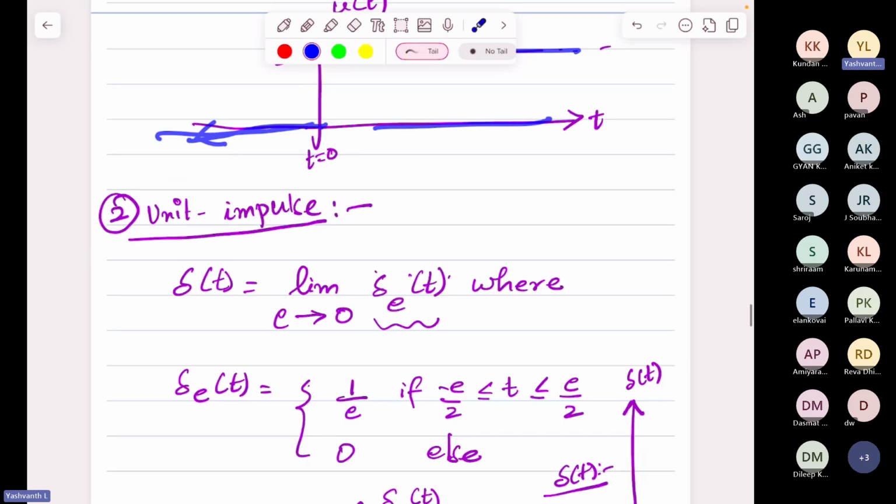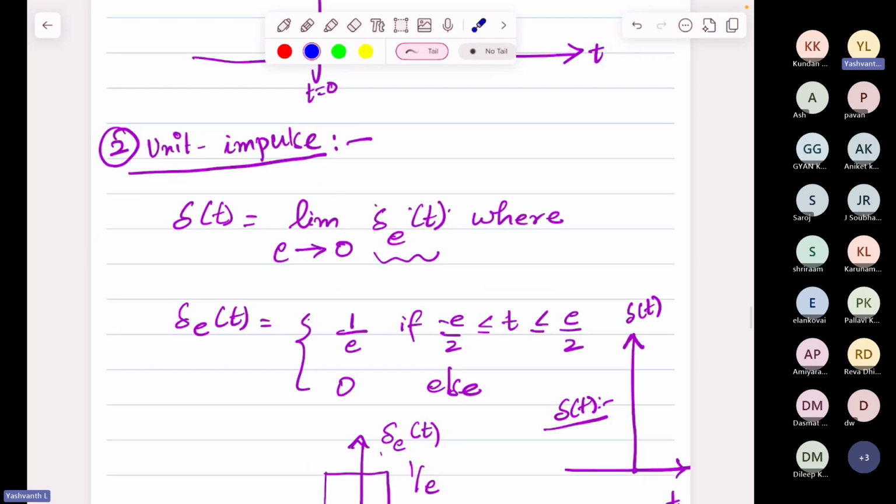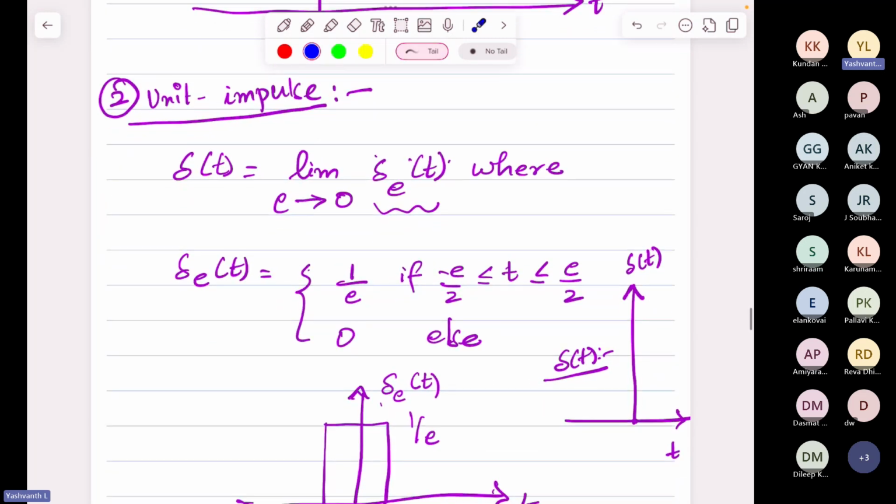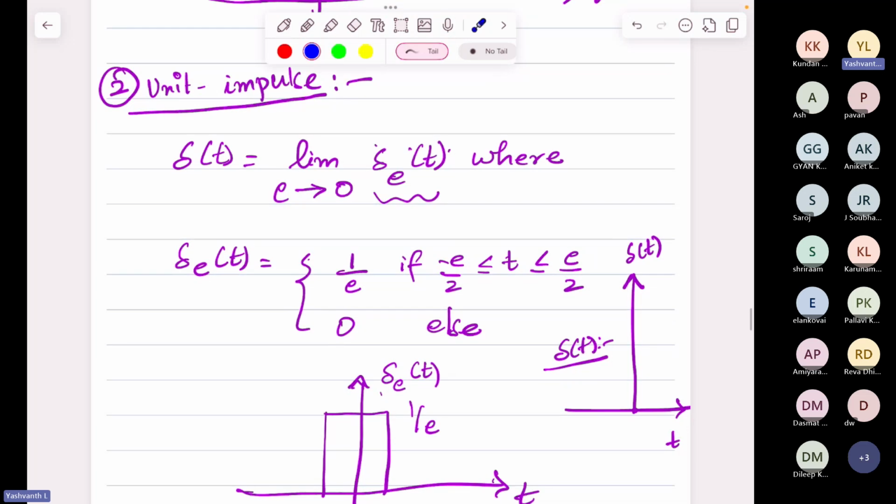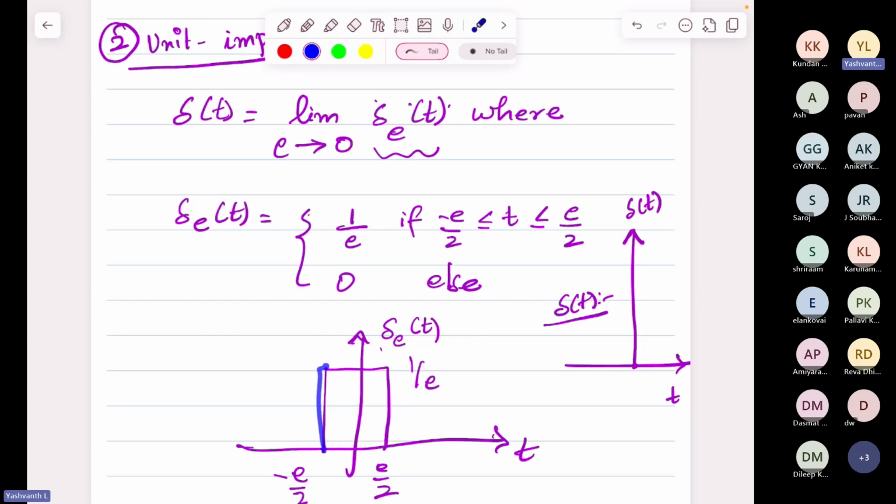Unit impulse function. So it's a very special kind of function. It's defined as the limit as e tends to 0 of some other signal called delta e of t, where delta e of t is basically this rectangle function. That is, from minus e by 2 to plus e by 2, you will have an amplitude of 1 by e. Everywhere else it is 0. This is called delta e of t. And what you do, you take the e to 0.